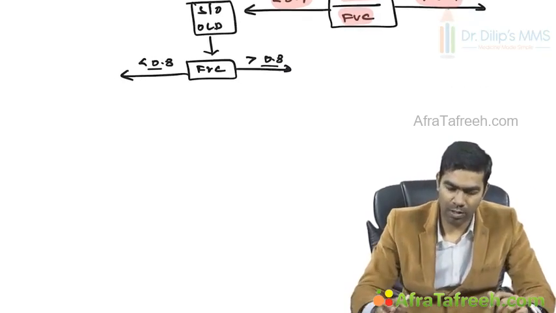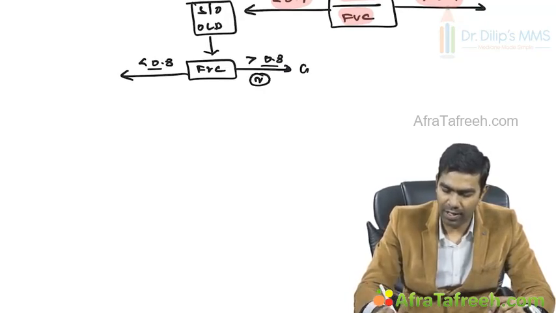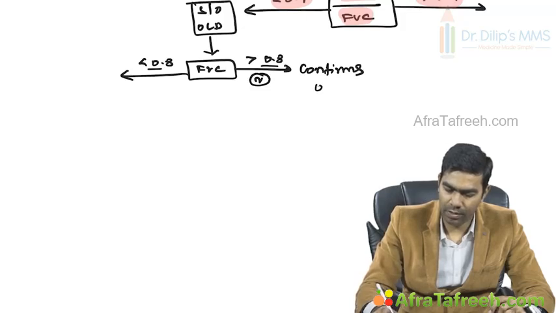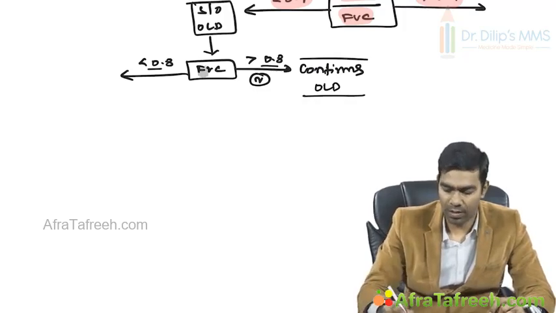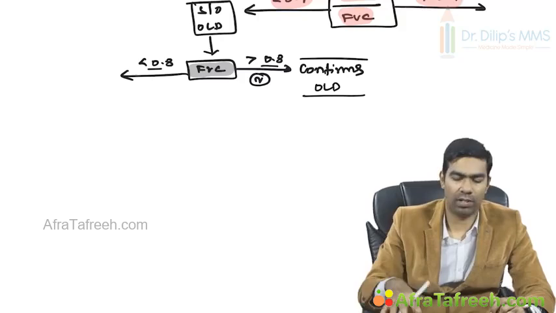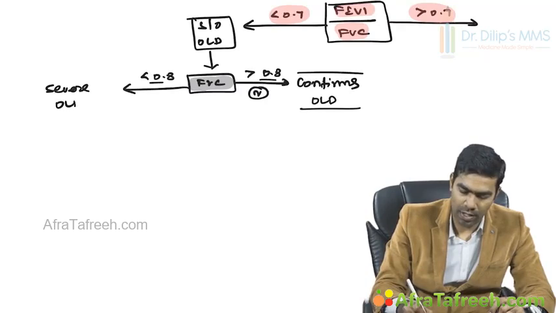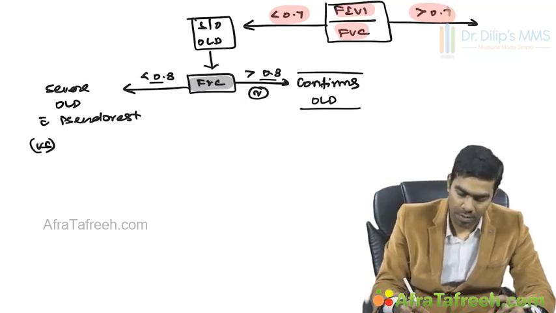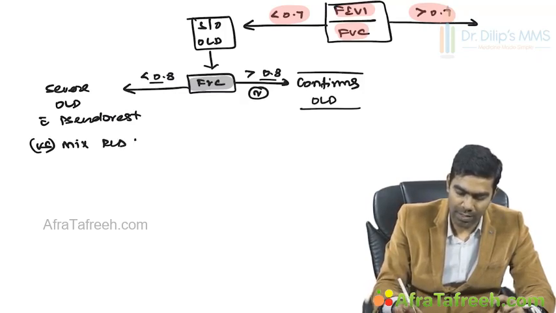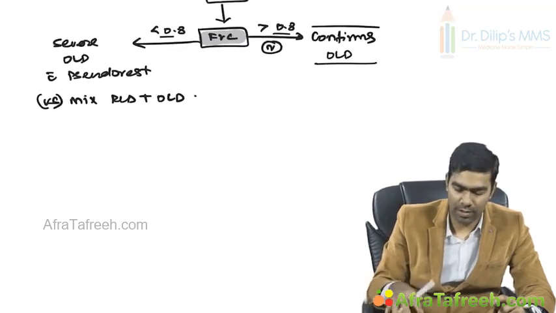So, less than 0.8 or more than 0.8, which means more than 0.8 means it's normal. Definitely it confirms it's an obstructive lung disease. But remember, FVC less than 0.8 with the Tiffeneau index of less than 0.7 means there are two possibilities. Either it could be a very severe OLD with pseudo restriction, I told you already, versus it could be a mixed restrictive lung disease and an obstructive lung disease.